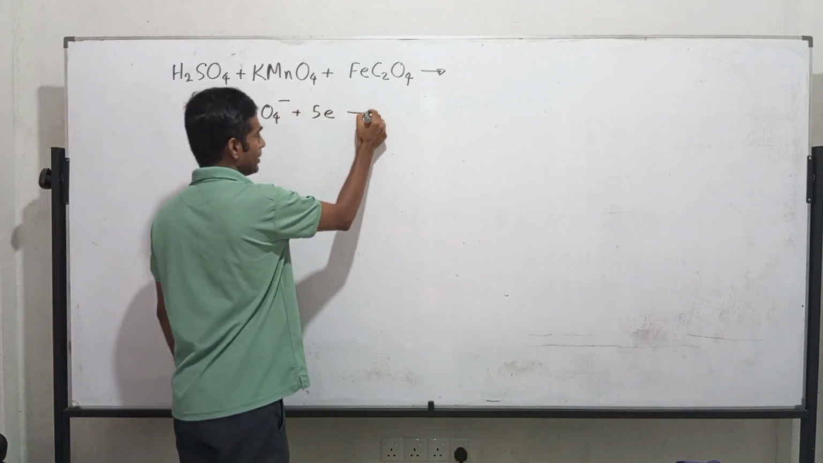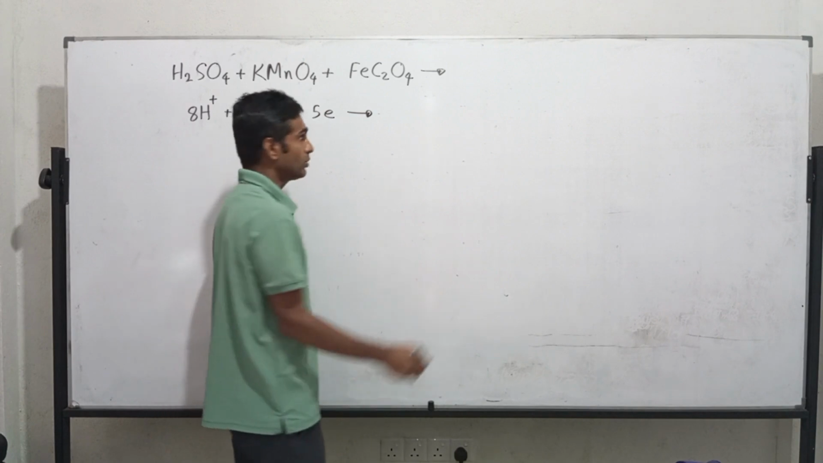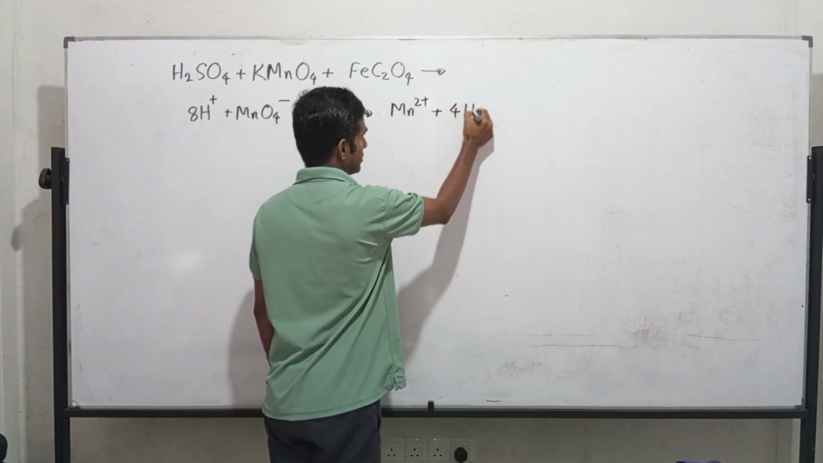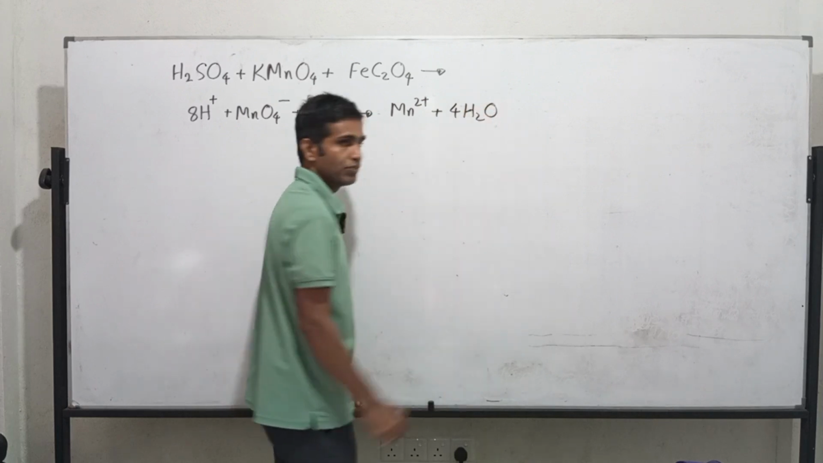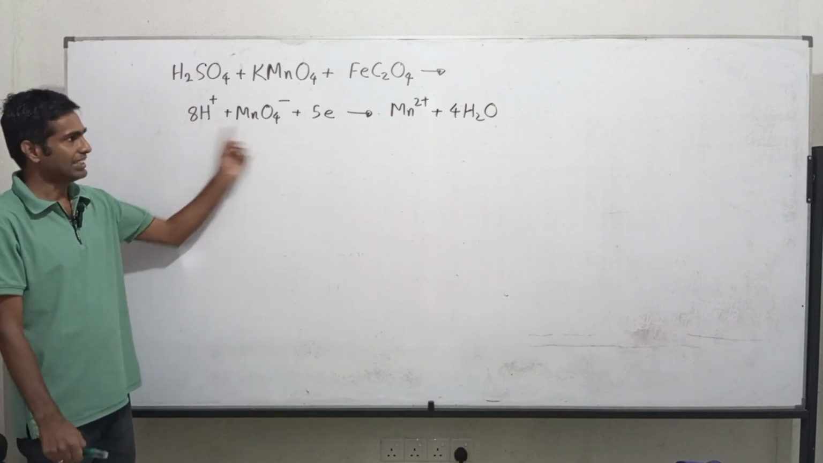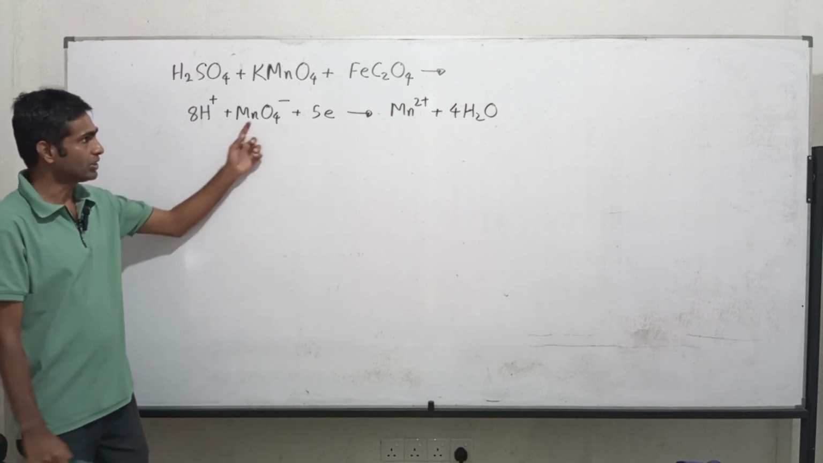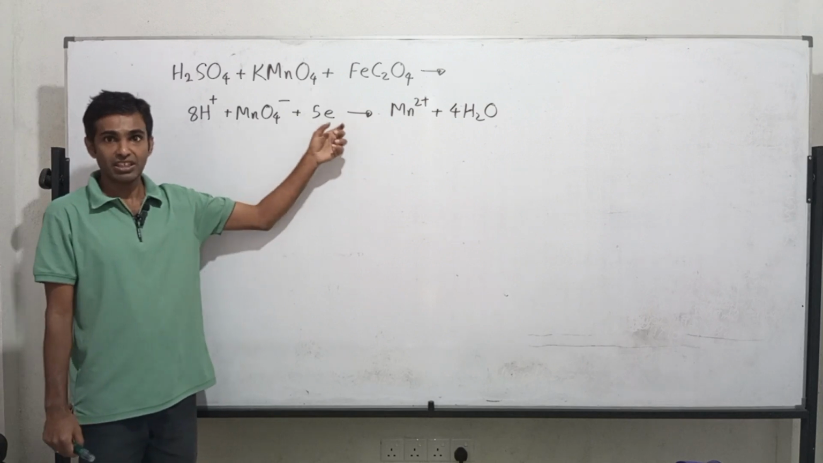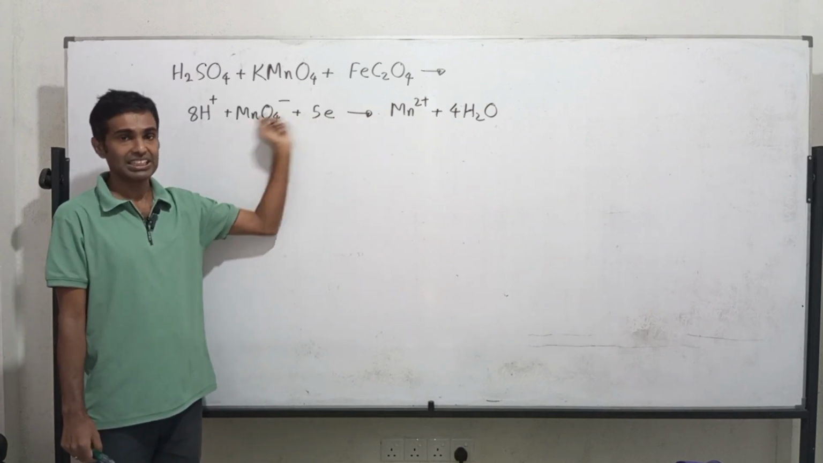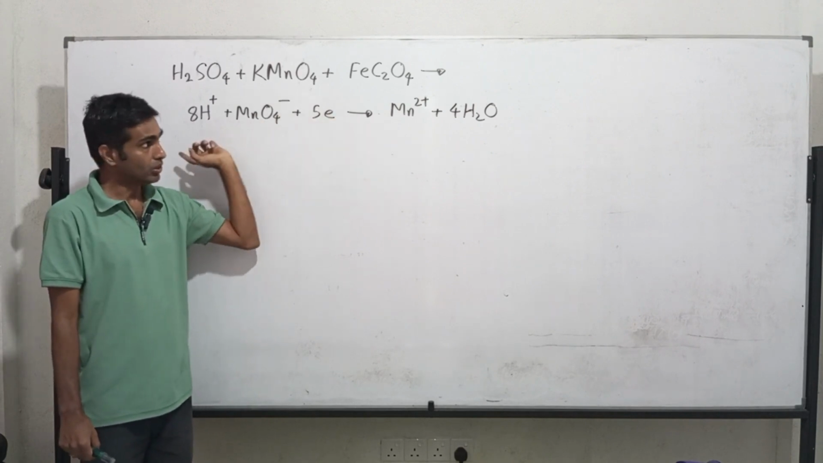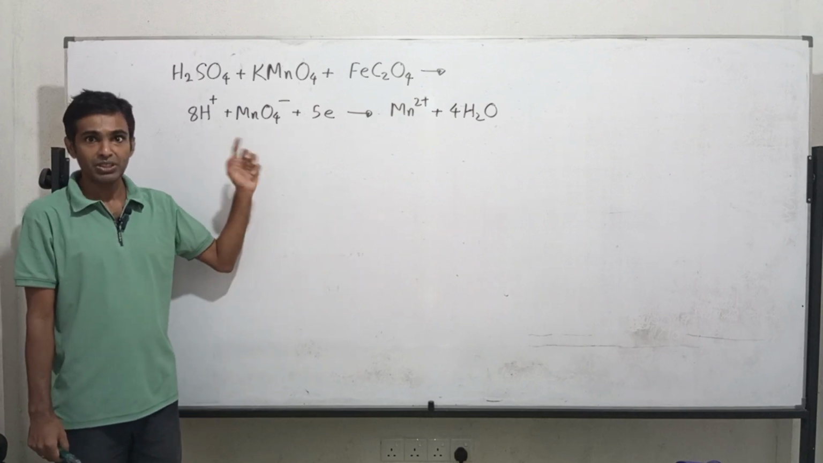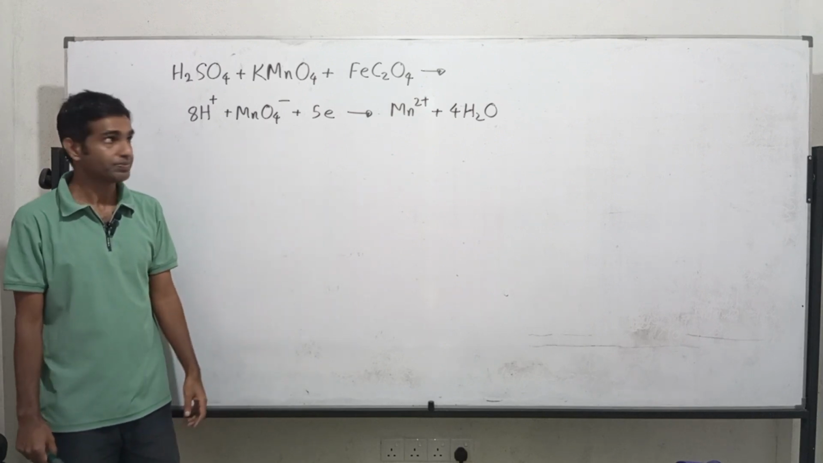In acidic medium, permanganate ion reduces to manganese ion. If you can remember the balanced half reaction like this, you can write the reaction at once. Otherwise, you need to find the oxidation numbers of manganese atoms in both sides, in the reactant side and the product side. Then you can balance the half reaction using the rules that can be used to balance half reactions.